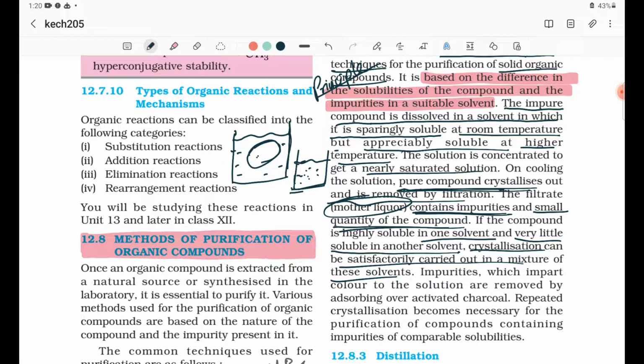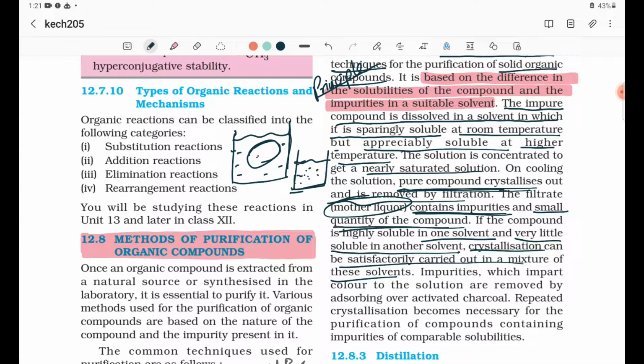This is another important thing. There are different types of impurities. One type of impurity is non-sublimable from a sublimable compound. Another type of impurity is separated by solubility: the impurity is soluble, but the organic compound is not soluble. If the impurity is sparingly soluble at room temperature and appreciably soluble at high temperature, that is the second type.